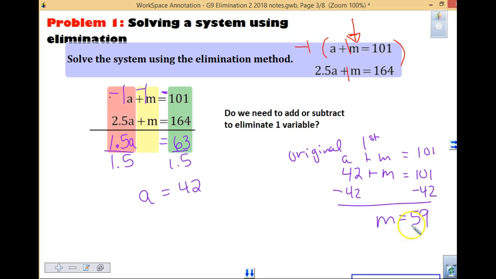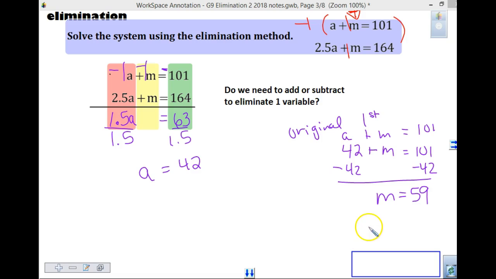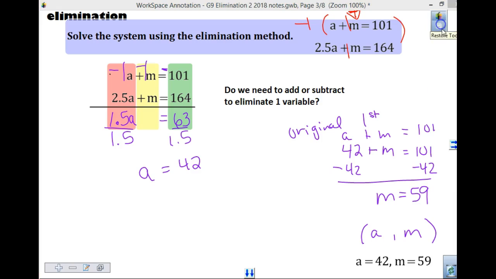Now, because you don't have X and Y and you have other letters, and we're going to get into our story problems, if there are 2 letters, they almost always go alphabetical, just like X and Y. So a lot of times they'll write this answer A, M. If we are looking at our solution, we would put it as an ordered pair, 42, 59. Sometimes they're going to leave it just like this. If it is not X and Y, I'm okay if you leave the answer like this, so just tell me A equals and M equals. Okay?